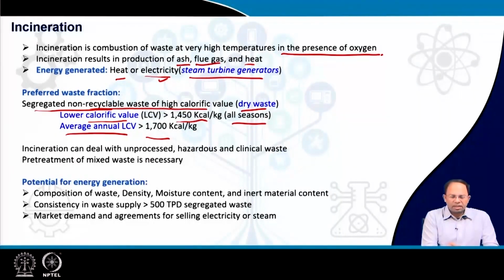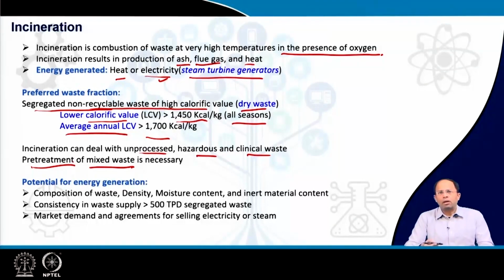Now, incineration can not only deal with normal segregated waste, but it can also deal with unprocessed waste, hazardous waste and clinical waste. That is why much clinical waste is actually burned via incinerators. If you are going for mixed waste, definitely we have to go for pre-treatment or pre-sorting, and only then can we utilize the waste for the incinerator. There are specialized incinerators for clinical waste or hazardous waste. Even though incineration can deal with unprocessed waste, the idea is to bring the waste up to this calorific value, so we have to do some amount of pretreatment.